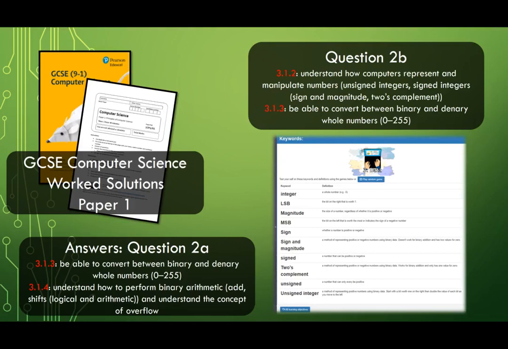Welcome to this fifth video in a series of worked solutions for GCSE Computer Science, working towards Paper 1 for Edexcel GCSE. If you've made it through all the videos so far, well done, give yourself a pat on the back. We're going to work through how to get to the answer for question 2a, which is about binary and denary conversions, and then your challenge at the end is to read through and attempt question 2b.